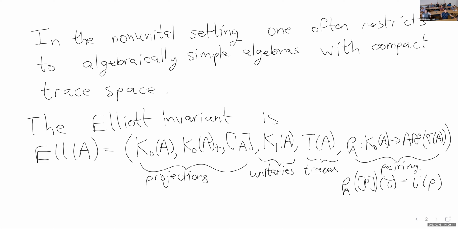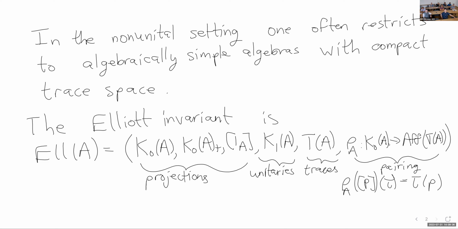Again, I will go through this in some detail, but what it means is that this trace space is a compact convex set. So I just mean the continuous maps from that set to the real numbers that preserve convex combinations.